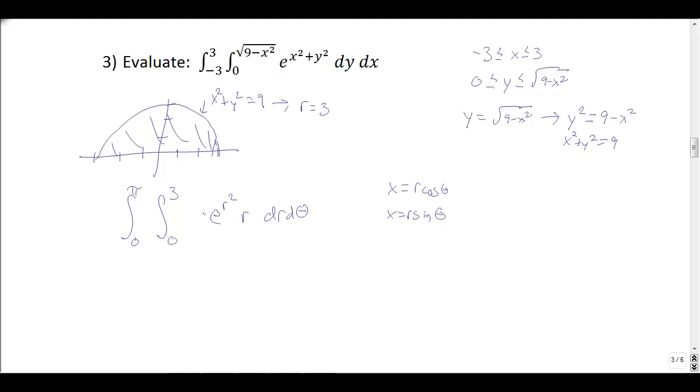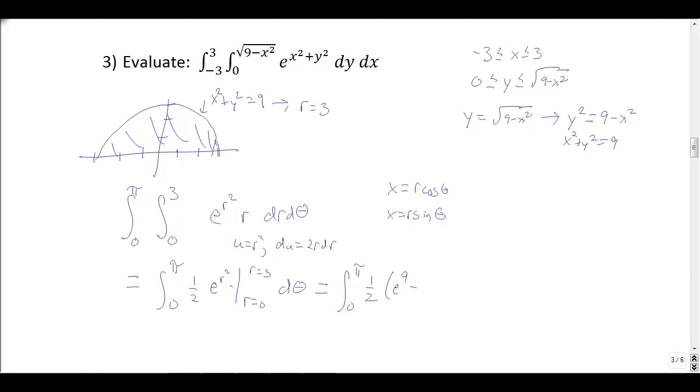The really big trick here is this e to the r squared. I picked up this r from the Jacobian, and now I can do u equals r squared. Maybe I should write out u equals r squared, du equals 2r dr. So I need a 2, so I get a 1/2. When I integrate e to the u, I get e to the u back, e to the r squared, and then I go from r equals 0 to r equals 3, d theta. So for the integral from 0 to pi, I get the 1/2. When I plug in 3, I get e to the 9, since 3 squared is 9.